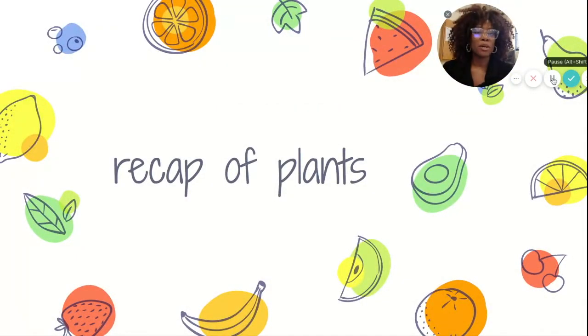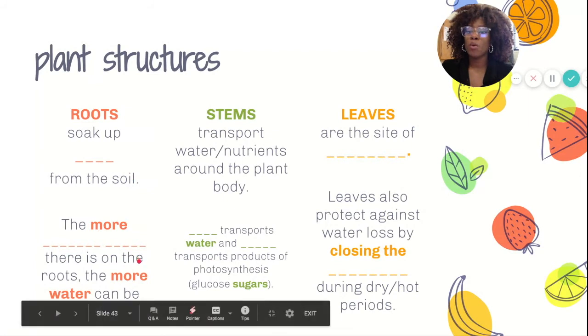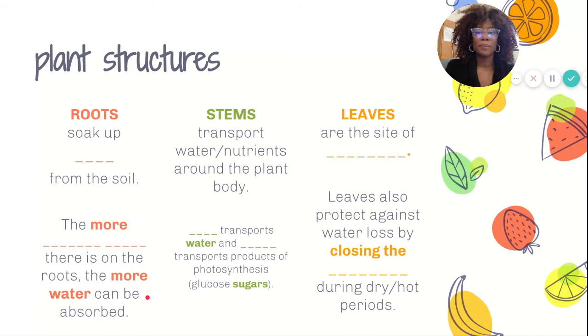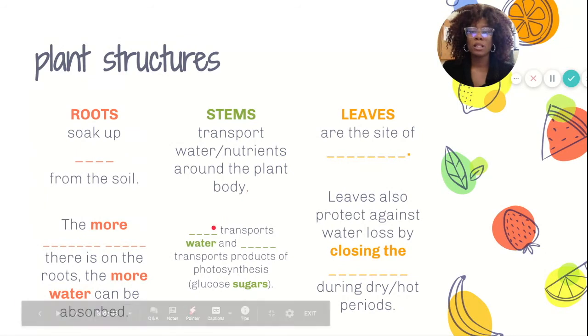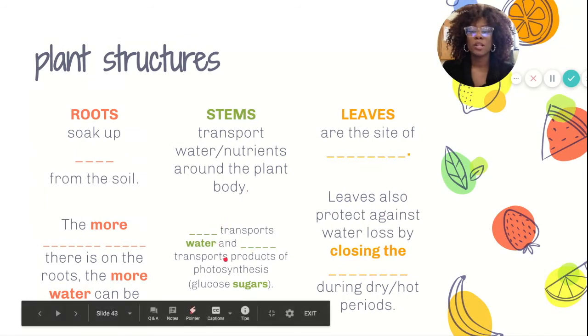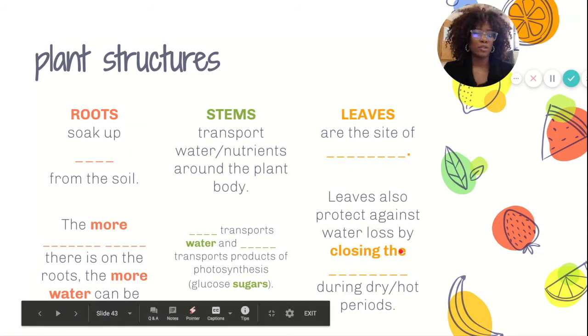Okay, let's do a short recap of plants. So this is from my very first lesson, plant structures. So roots soak up blank from the soil. The more blank there is on the roots, the more water can be absorbed. Stems transport water and nutrients around the plant body, while blank transports water and blank transports products of photosynthesis, also known as glucose sugars. Leaves are the site of blank. Leaves also protect against water loss by closing the blank during dry and hot periods.